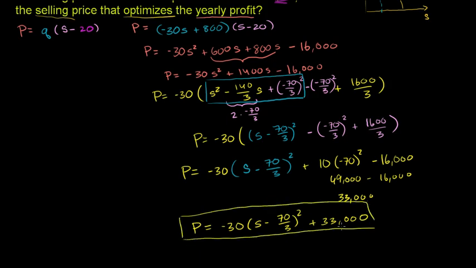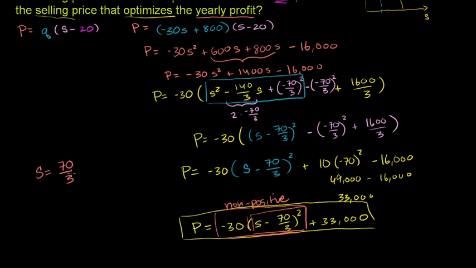When is this thing maximized? Well, if you look right here, this term, s minus 70 over 3 squared, is always going to be non-negative. It could be 0. And so when you multiply it times a negative number, it's always going to be non-positive. It could be equal to 0. So the profit is going to take its highest value when this whole expression is 0. And when is it going to be 0? Well, when s is equal to 70 over 3. That's when it equals 0.